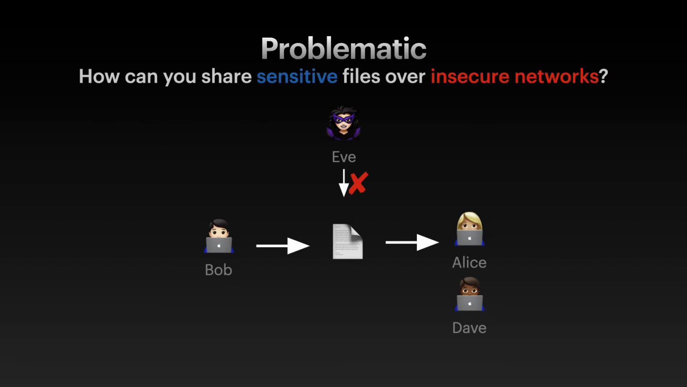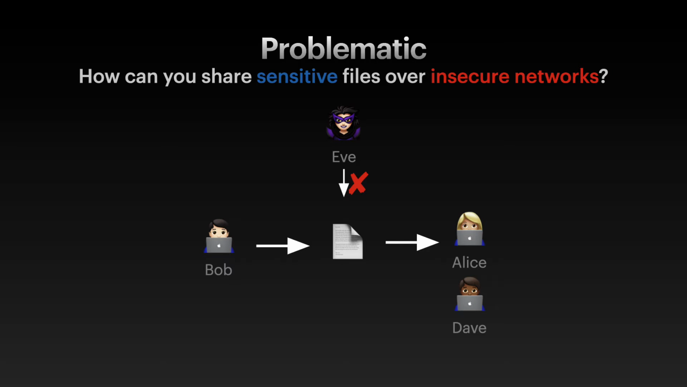So here's our situation. Bob wants to send a private file to Alice and Dave, but doesn't want Eve to be able to read it if Eve has access to the file. Bob could add a password to the file and share that password to Alice and Dave. However, if that password is intercepted, it would be very easy for Eve to open the file.